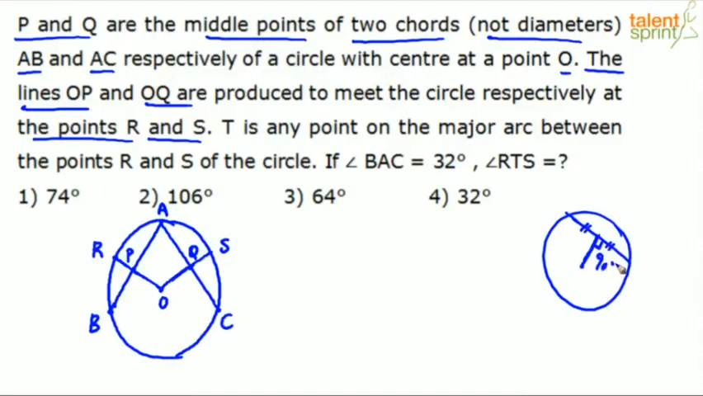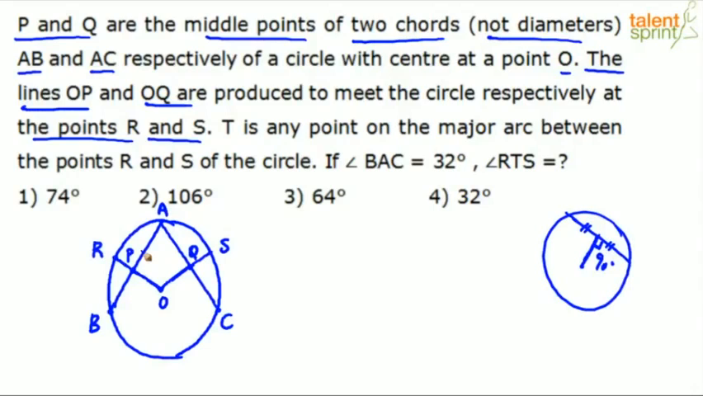Now we already know that the point P divides AB into two equal halves. How do we know that? Because P is the midpoint. So AP is equal to PB. Similarly, the point Q divides AC into two equal halves. So clearly any line from the center joining this point P and point Q will be nothing but the perpendicular to that chord. See, this is the converse.